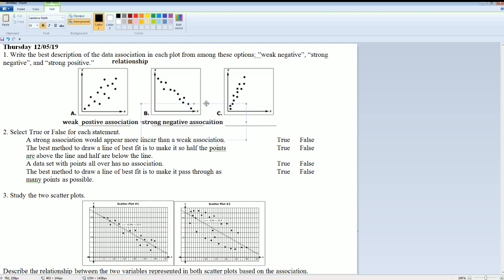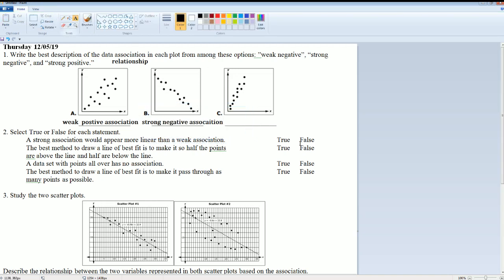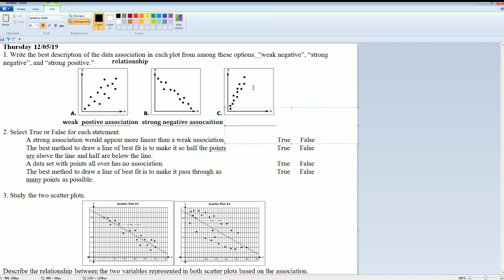Okay. Lastly, we would say this one. Ooh, it's all close together. So here we would say strong, and it looks like it's going up. So we would say it's positive, and then we use the word association. So there you go. It's a strong positive association.